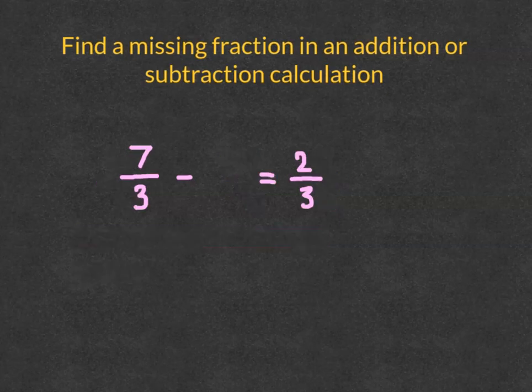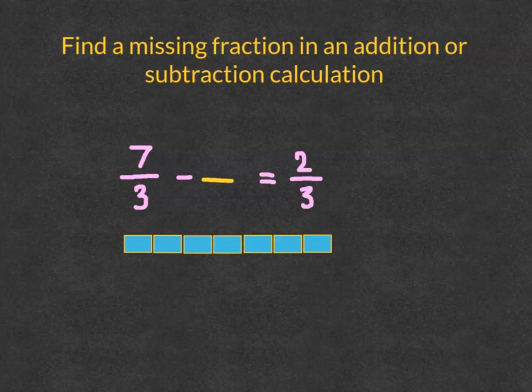Compare these two fractions to find the difference. What fraction has been subtracted from 7/3 to give you a remaining 2/3? Pause the video now and try this at home. So 7 take away 1. 5/3 is the missing fraction from the calculation.